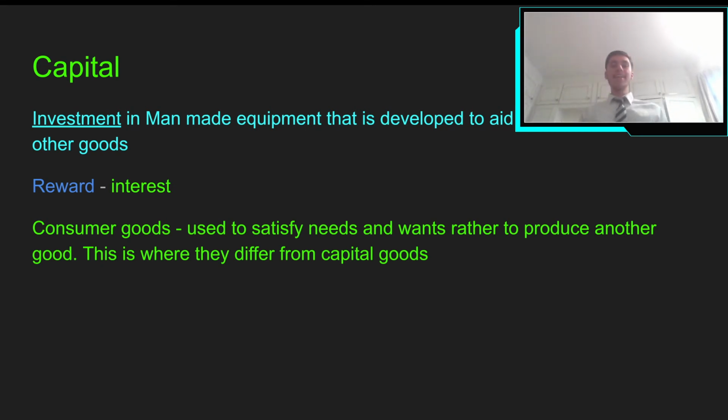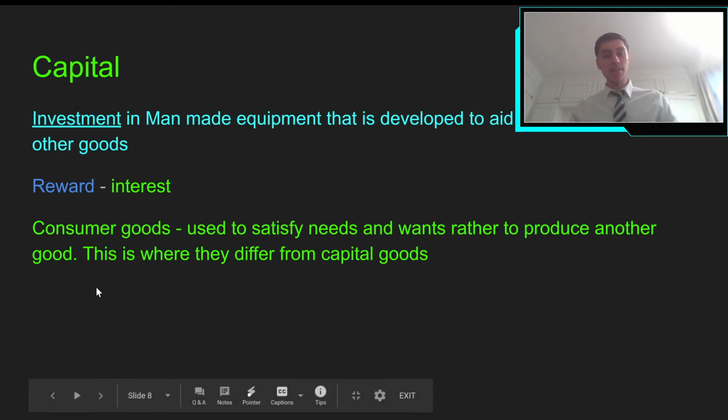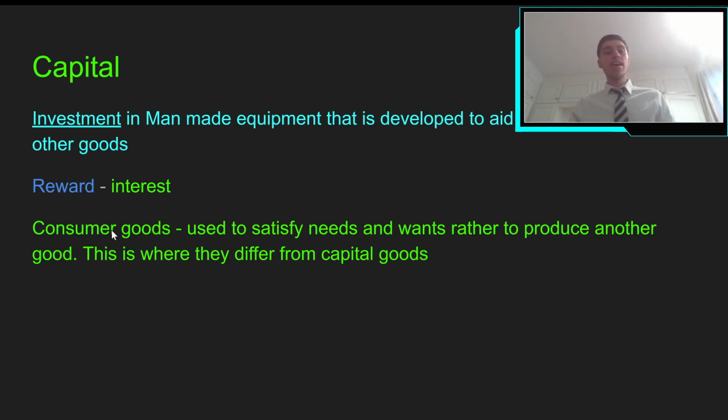What you need to understand is the difference between capital goods and consumer goods. Consumer goods are used to satisfy needs and wants rather than to produce another good. This is where they differ from capital goods. For example, food items, just name anything, for example, an apple, right? An apple is a fruit, it's a consumer good. You bought an apple, you just ate it, right? Now an apple cannot be used in the production of other goods. Hence, it's not capital, it's a consumer good.